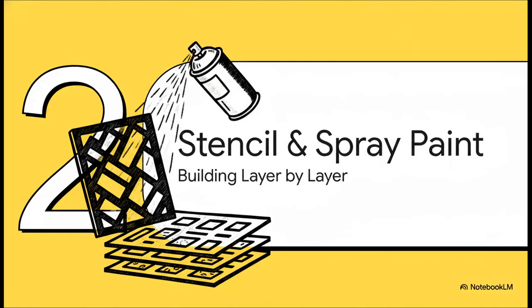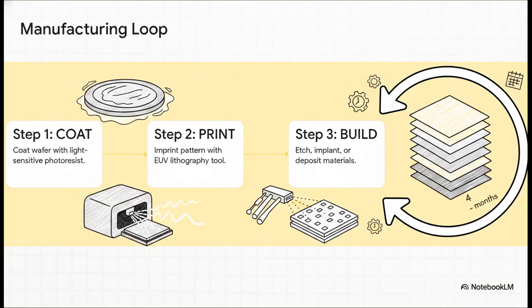Now, it's important to remember this amazing photocopier is just one very important step in a huge manufacturing process that happens inside a factory called a fab. To make sense of its role, let's use a simple analogy. Think of building a chip like using a stencil and some spray paint. See, it's all a loop.